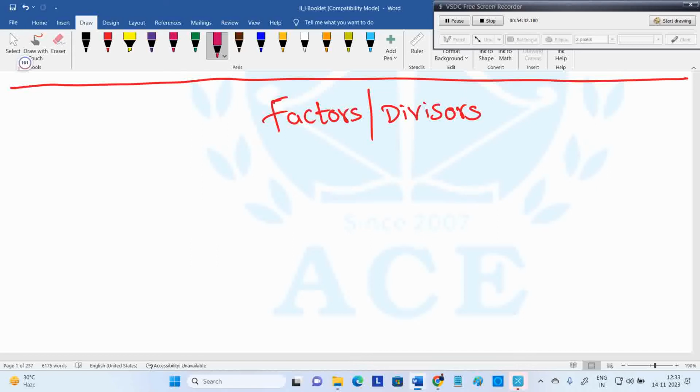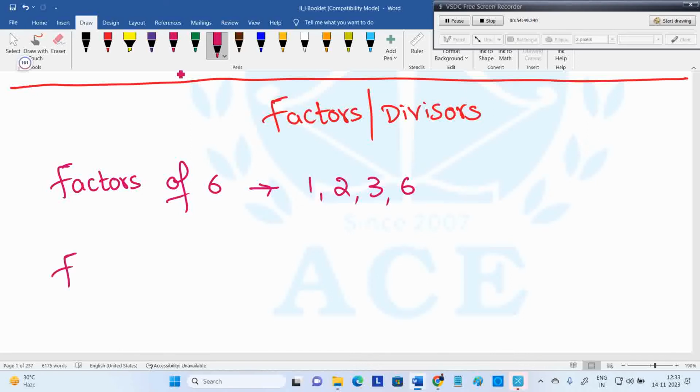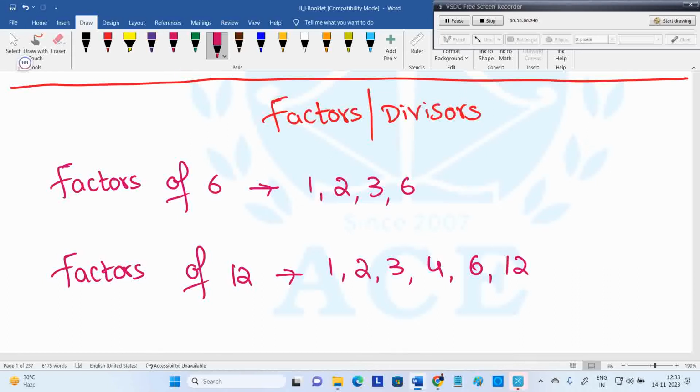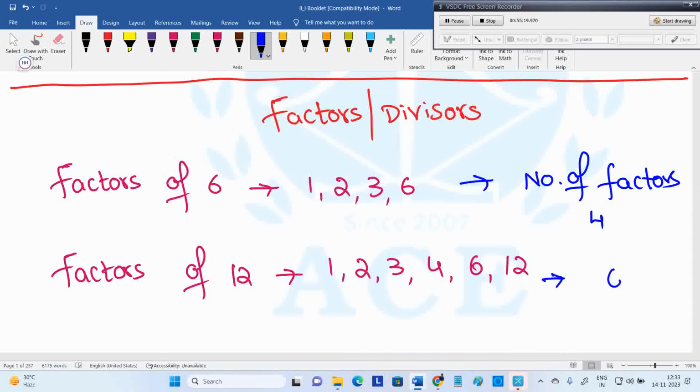Now my dear friend, see, factors of 6: if you want factors of 6, which numbers are dividing 6? 1 is dividing 6, 2 is dividing 6, 3 is dividing 6, 6 also is dividing 6, right? And similarly, factors of 12. Which numbers are dividing 12? 1, 2, 3, 4, 6, and then 12. In exam, they're asking the number of factors. The number of factors is 4 in this case, whereas in the next case, the number of factors is 6.